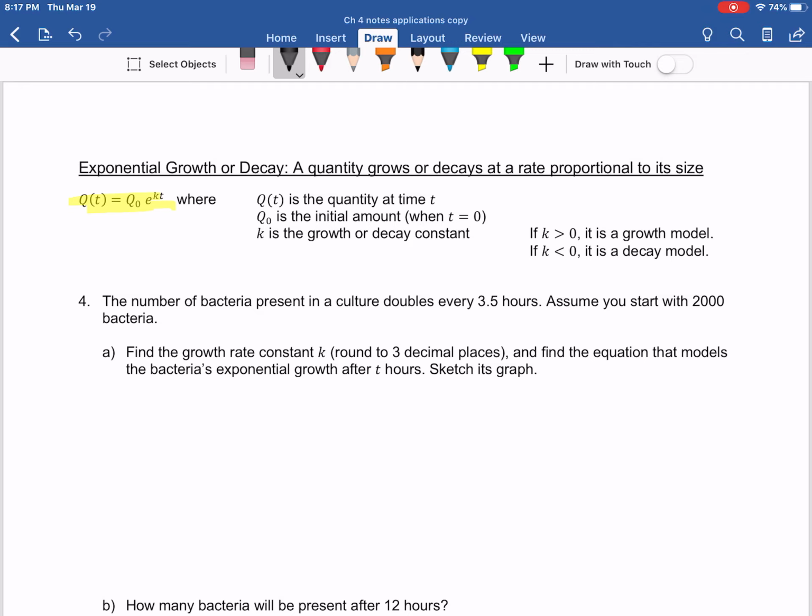If K is a positive number, this is going to be a growth model because your quantity is growing over time. It's increasing in value, in quantity. If K is less than 0, so that means it's negative, that means that your quantity is going down as time goes on. Your population is going down, whatever it is you're working with.